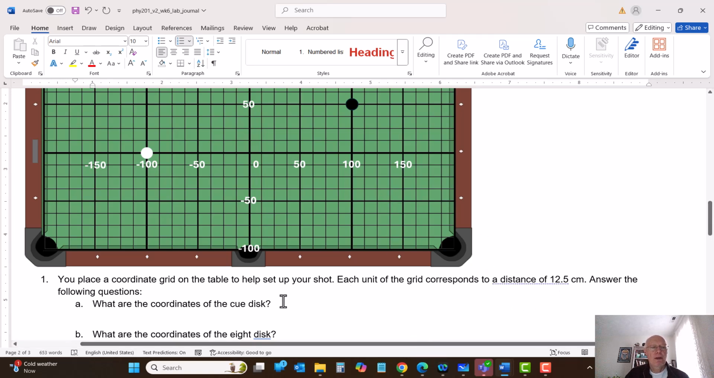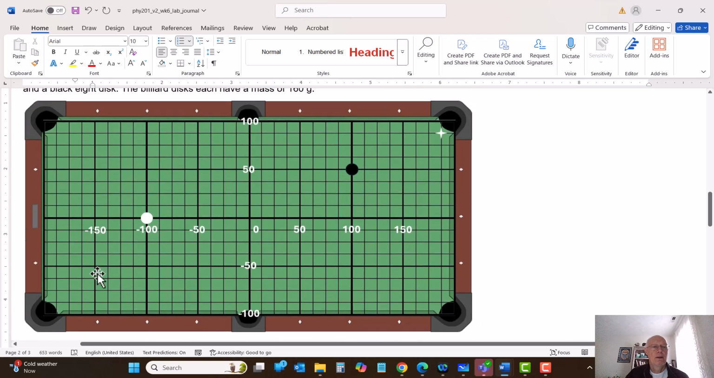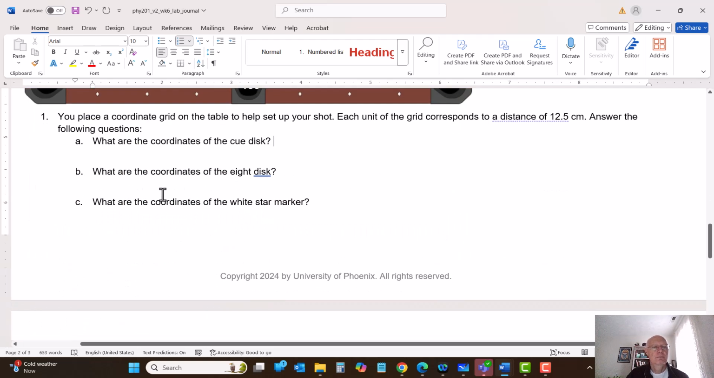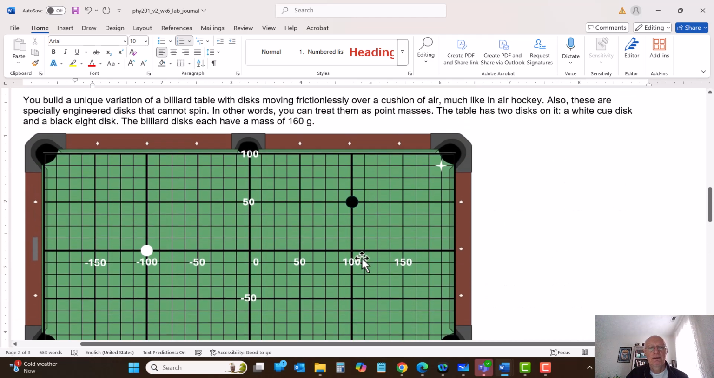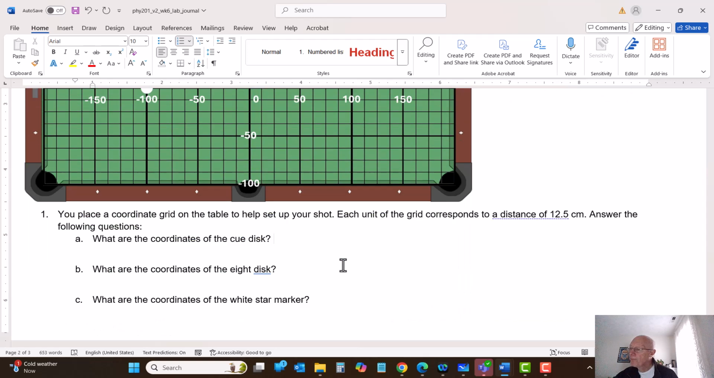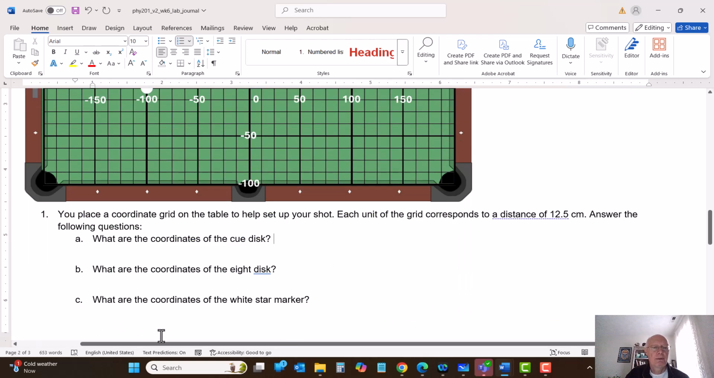So then it asks, what are the coordinates of the Q disk? Well, the Q disk is the white one right here, and you can read those off by yourself, right? It's minus 100, 0. What are the coordinates of the 8 disk? That's the black one here. Well, you can just read it off. It's 150. So this part is pretty simple.